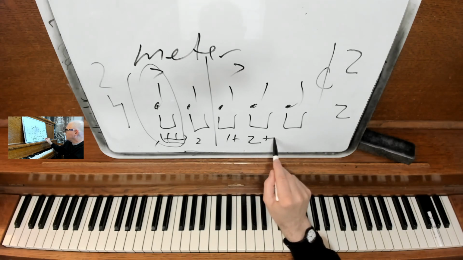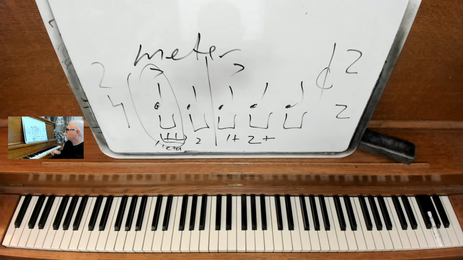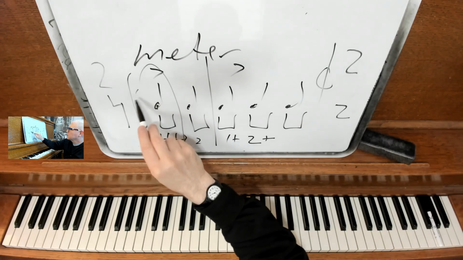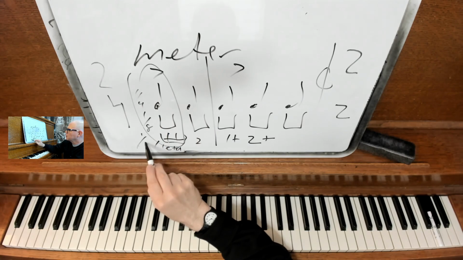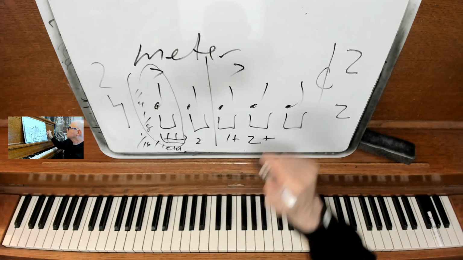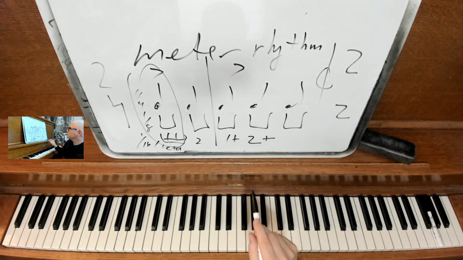1 and 2 and. Or down here, 1 e and a 2. Those are 16th notes, right? We got quarter notes here, 8th notes here, and we have 16th notes here. That's the secret of understanding rhythm, right? Rhythm and how it's notated. It's just a matter of proportion.